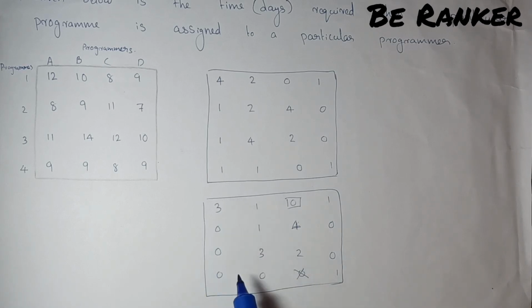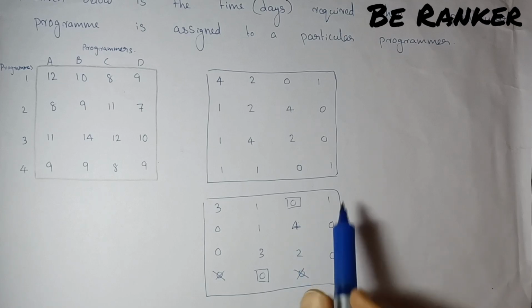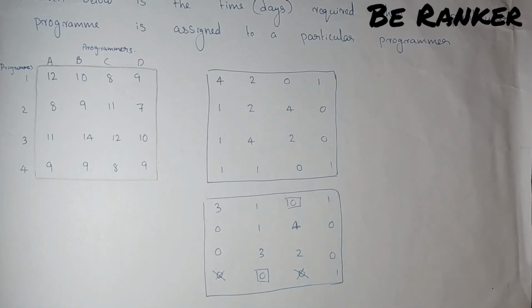Now I check column wise. The first column contains 3 zeros. The second column contains one 0, so I assign this 0 and cancel the zeros in that row. In the third column, there are no more zeros, and the fourth column contains 2 zeros. So now there are 4 remaining zeros here, which are not assigned or closed.